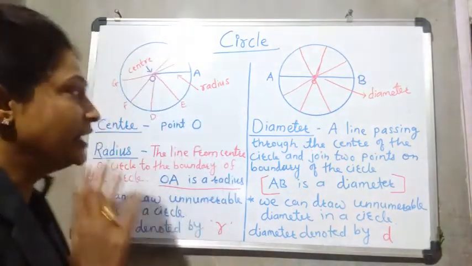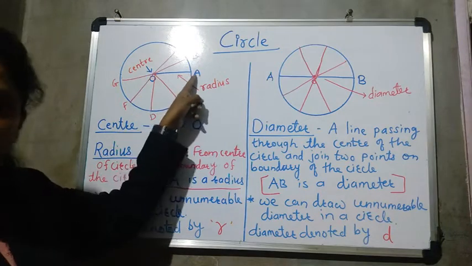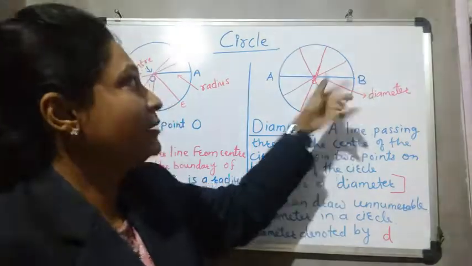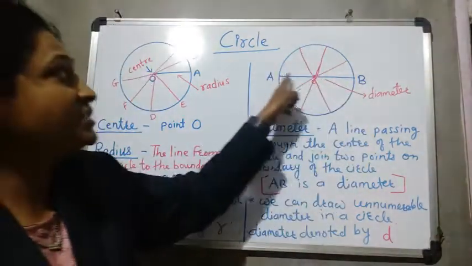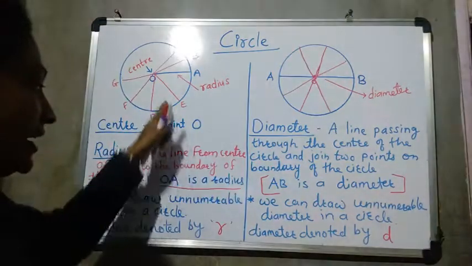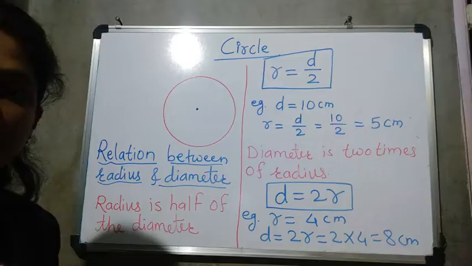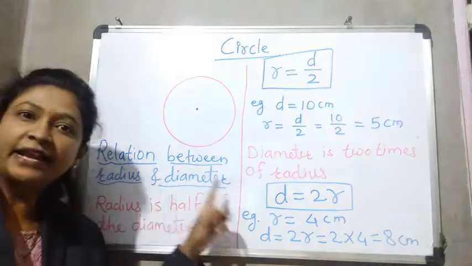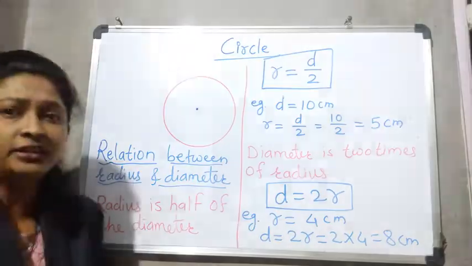Okay, students, understand. Now radius means what? Radius means the line from the center of the circle to the boundary of the circle. And diameter means a line we join between 2 points on the circle, but which is passing through the center of the circle. This is diameter. Okay, radius we denote by R and diameter we denote by D. Now we will see the relation between radius and diameter.